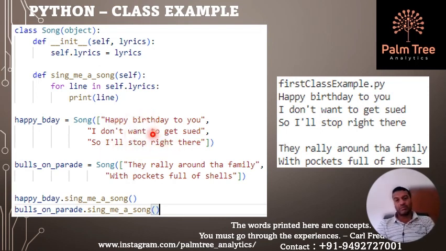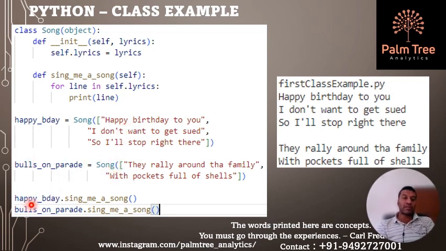Some lyrics are written here, like "Bulls on Parade." That is the other song object that is initiated. So we should understand that there are two different objects being used as songs. This is the happy birthday song and this is the parade song, but both take the corresponding string lyrics as a parameter, and that is what gets used.